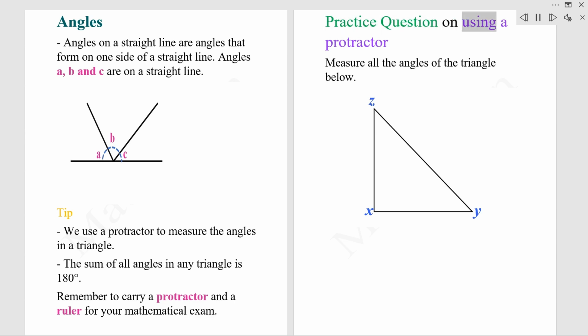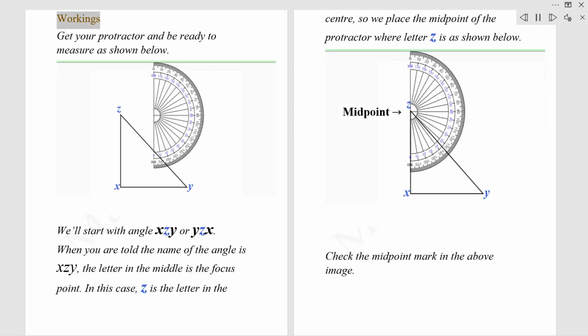Practice question on using a protractor. Measure all the angles of the triangle below. Workings. Get your protractor and be ready to measure as shown below. We'll start with angle XZY or YZX. When you are told the name of the angle is XZY, the letter in the middle is the focus point.